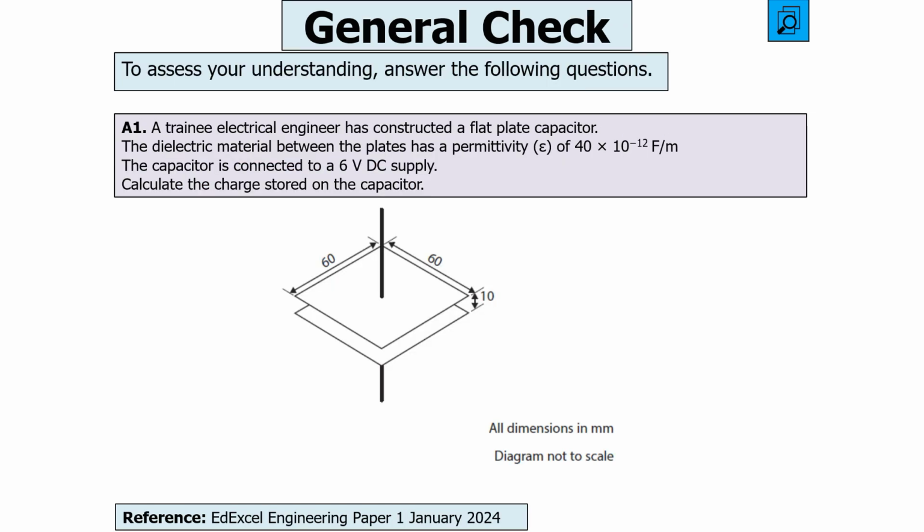The next question says, a trainee electrical engineer has constructed a flat plate capacitor. The dielectric between the plates has a permittivity of 40 times 10 to the minus 12 farads per meter. The capacitor is connected to a 6 volt DC supply. Calculate the charge stored on the capacitor. So pause the video now, then unpause the video when you want to go through your answer.